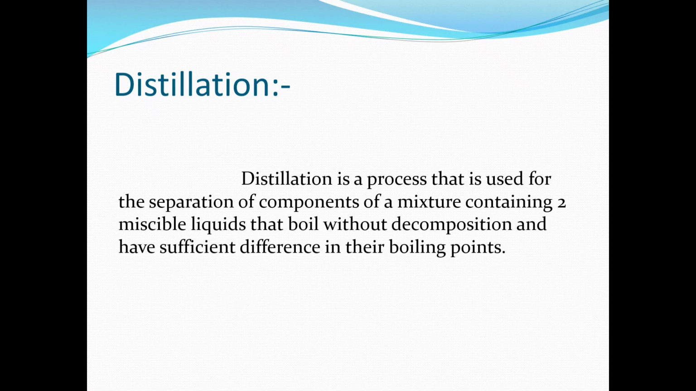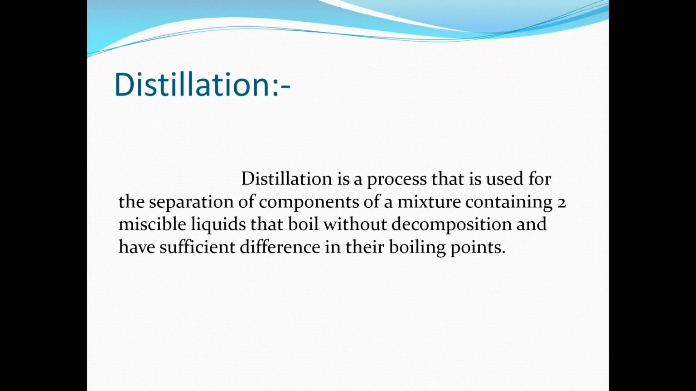One technique that we will use for the separation of miscible liquids is distillation. What happens in the distillation process is, when we have a miscible liquid, we have two liquids. When we have two liquids, there will be a difference in their boiling points. As they have a difference in their boiling points, when we apply the distillation process, those liquids will be separated based on the difference in their boiling points.